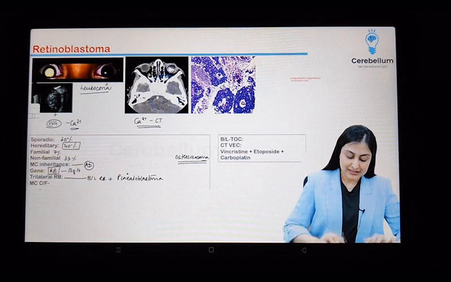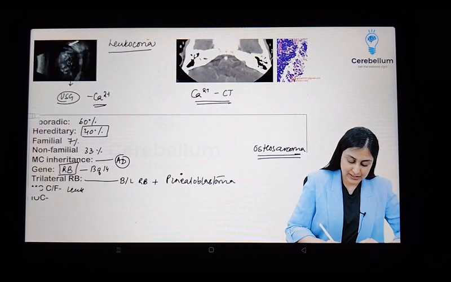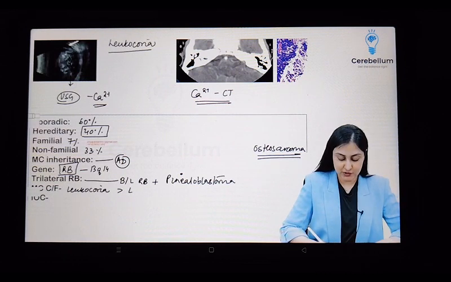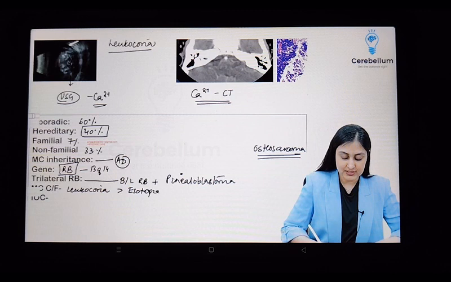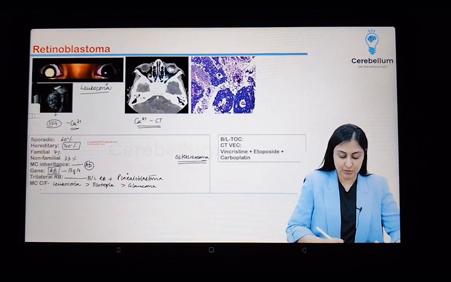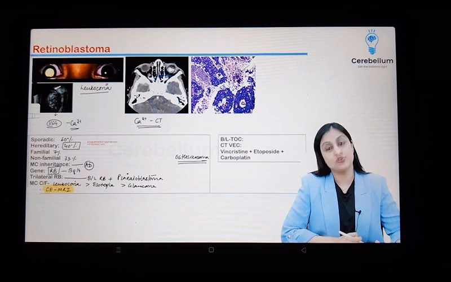Okay, most common clinical feature, the patients are going to present most commonly with leukocoria, like we already saw. Apart from that, the second most common presentation could be esotropia. They can present with a squint, which is esotropia, or they could present with glaucoma. So in order of prevalence, leukocoria followed by esotropia followed by glaucoma, and investigation of choice is contrast enhanced MRI. CE MRI is the investigation of choice.